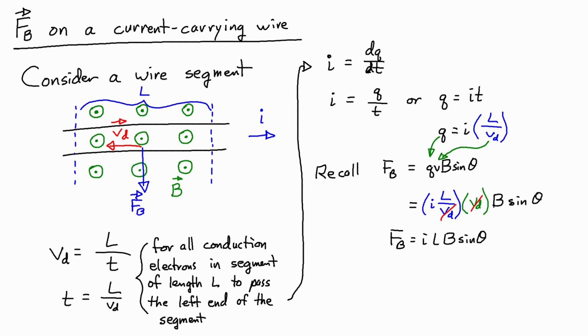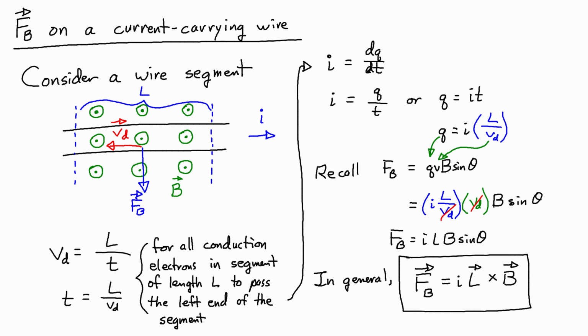And this has exactly the same form as qvB sine theta, and it turns out that in general we can express this as a cross product. So the magnetic force on a current carrying wire is equal to the current times an L vector cross B, the magnetic field. And the L vector has the length L and it's in the direction of the current I. So in this case, the L vector is going to be to the right and it will have the same length as the length of the wire segment. And this is true for all wires that are carrying a current through a magnetic field.